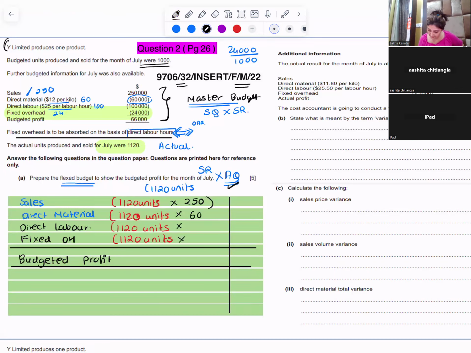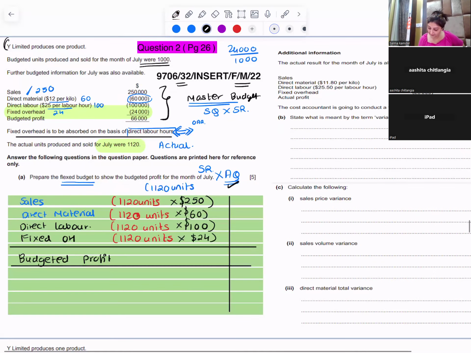Direct material, standard rate 60. Direct labor, standard rate 100. If you get confused, you can put the dollar. Fixed overhead, standard rate 24. So when you multiply, your sales will be 280,000, direct material 67,200. 1120 into 100, this is 112,000. This is 26,880. So your budgeted profit is 73,920.